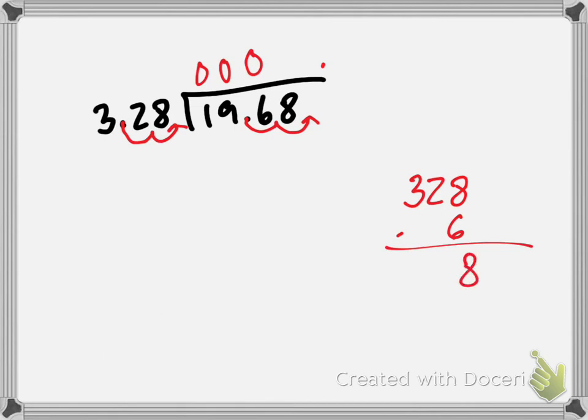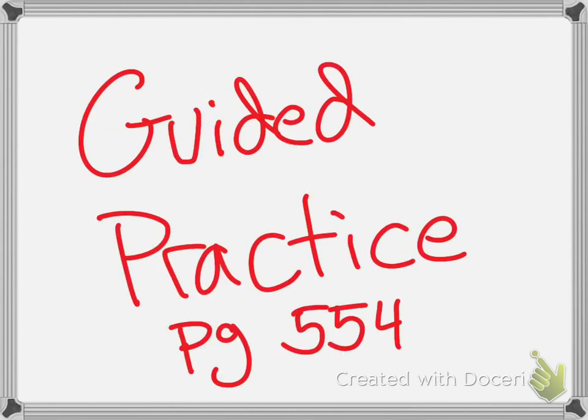This is how you can use multiplication to solve division problems. 6 times 8 is 48. 6 times 2 is 12, plus 4 gives me 16. I put that there. 6 times 3 is 18, plus 1 is 19. Hey, I found out it is exactly 6. That's how you can use your estimation skills, your guesstimation, to figure it out.